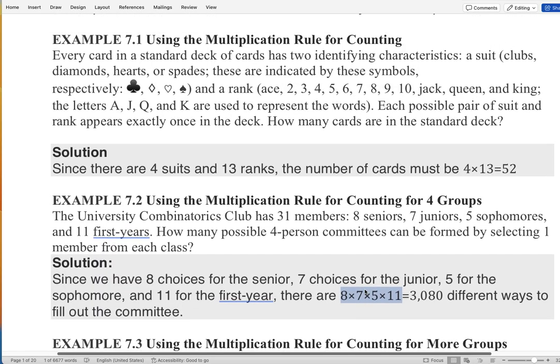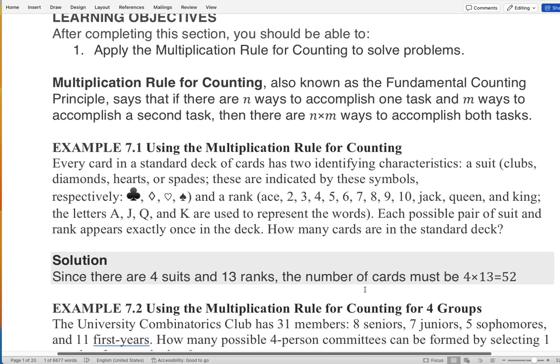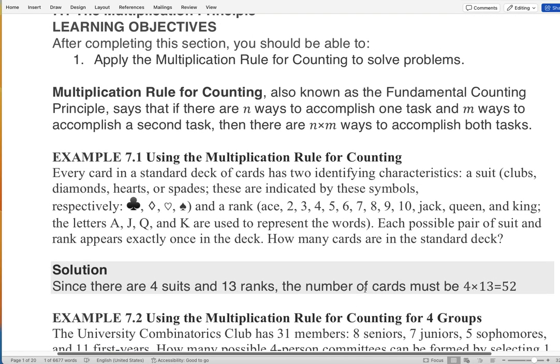That's all about the multiplication principle. The multiplication principle is used to count the total number of different ways when you need to carry out a task using multiple steps. That is the multiplication principle.